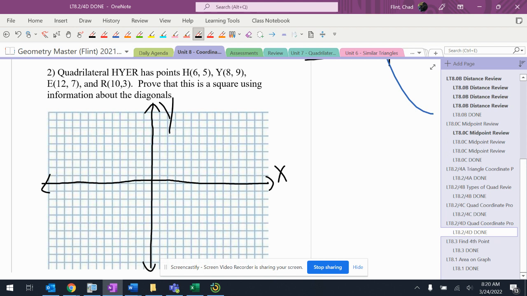So 1, 2, 3, 4, 5, 6. 1, 2, 3, 4, 5. 8, 9. 1, 2, 3, 4, 5, 6, 7, 8. 1, 2, 3, 4, 5, 6, 7, 8, 9. 12, 7, 10, 11, 12, 1, 2, 3, 4, 5, 6, 7, 10, 1, 2, 3. All right, so we're H, Y, E, R.